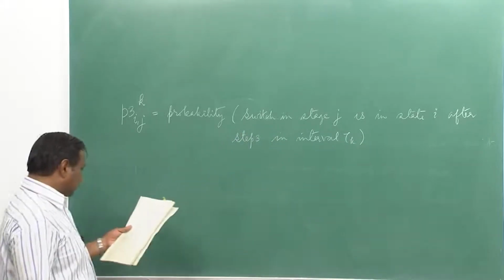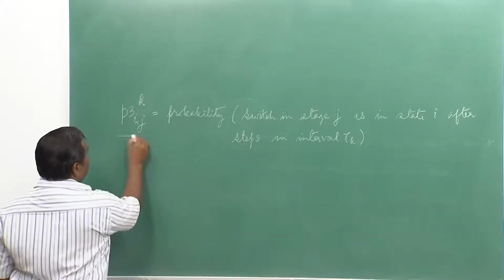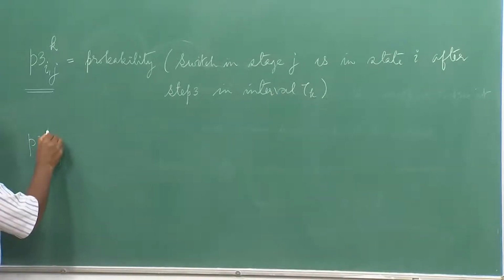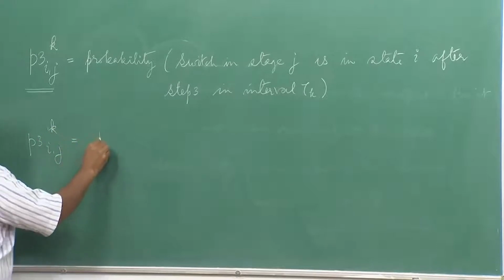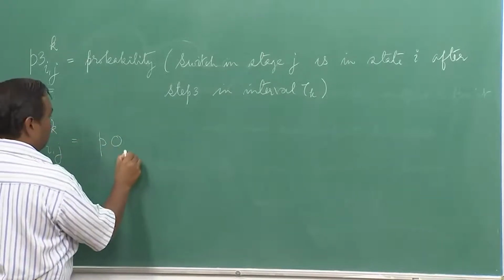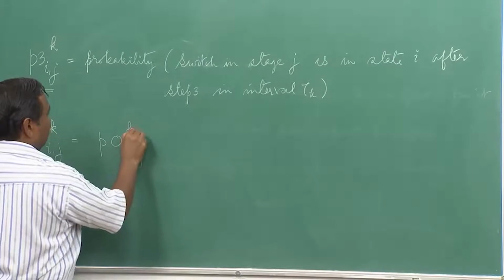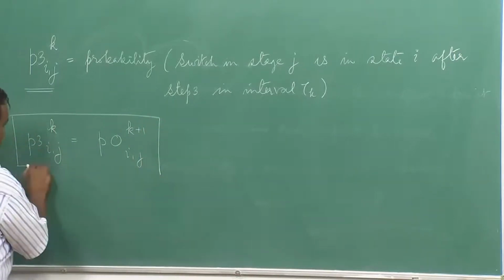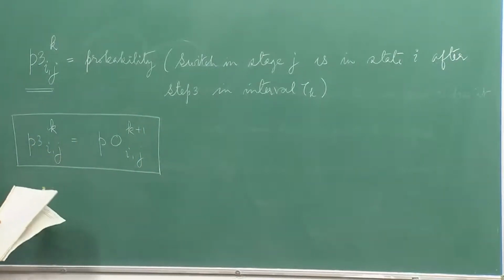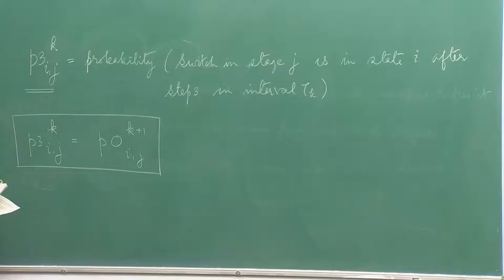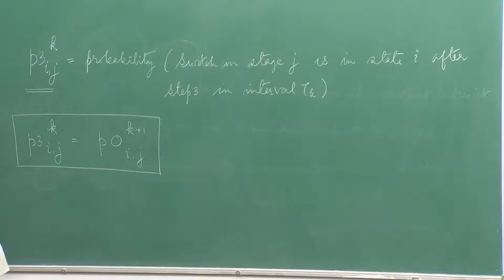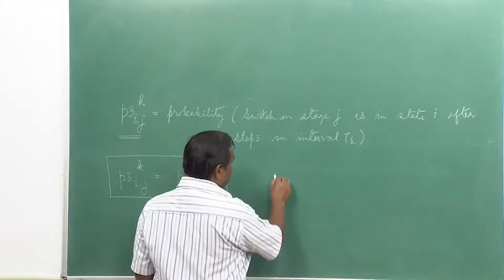Now, interestingly, this P3 I j should be equal to P0 I j in k plus 1. So, this is important, this is what I had emphasized earlier. We also now define certain other probabilities. So, we can define Pj tilde.